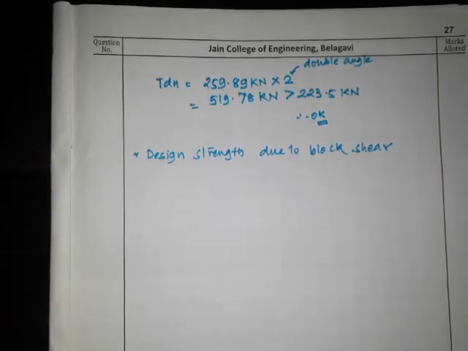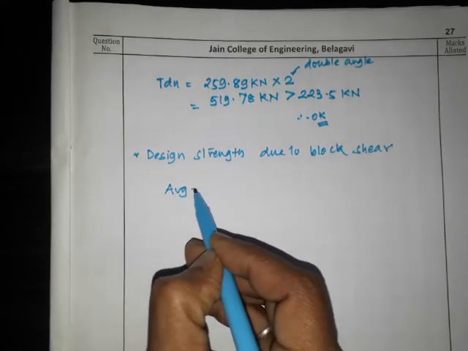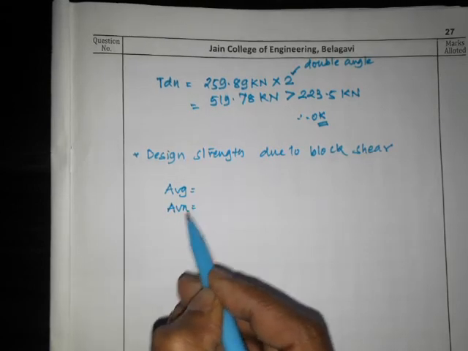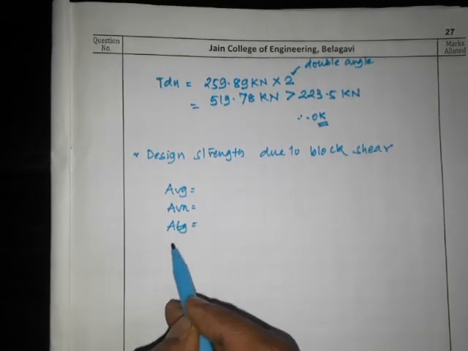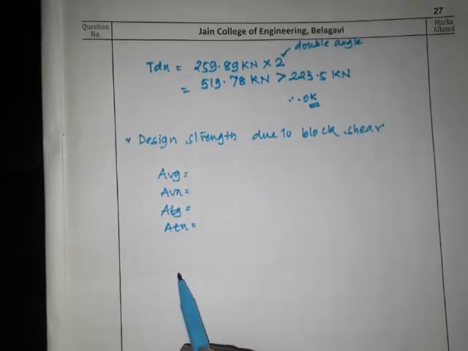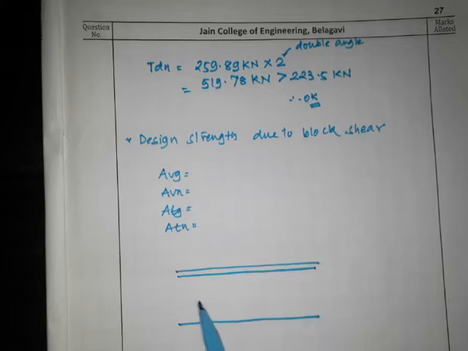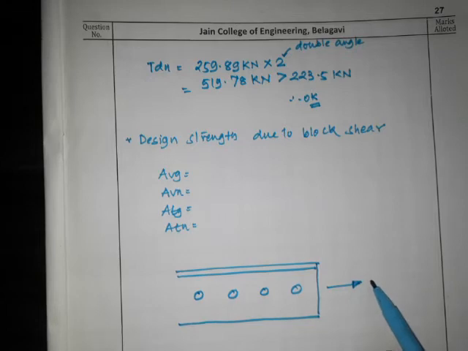Design strength due to block shear. For that again, you have to find out first of all AVG, AVN, ATG, ATN. Correct? As I told you, suppose this is the angle, and you provide it with 4 bolts, and that angle is carrying a force here, which we call the tensile force.